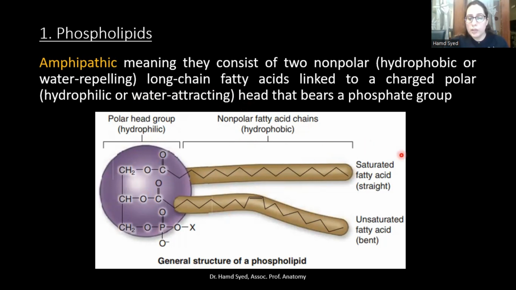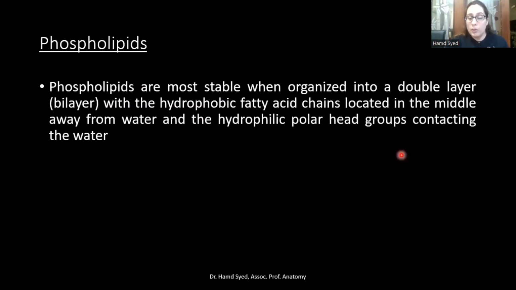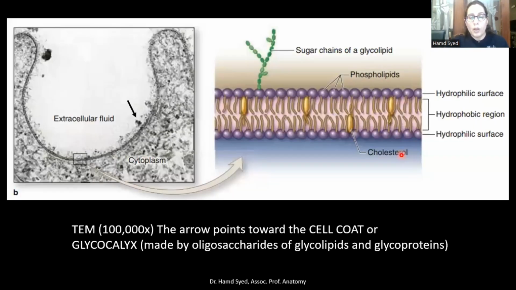Now let's come to the second component, which is the cholesterol. Cholesterol, you can see over here. Now, this is a simple diagrammatic representation of the plasma membrane made up of the molecules, as I just explained to you. You can see these are the phospholipids.